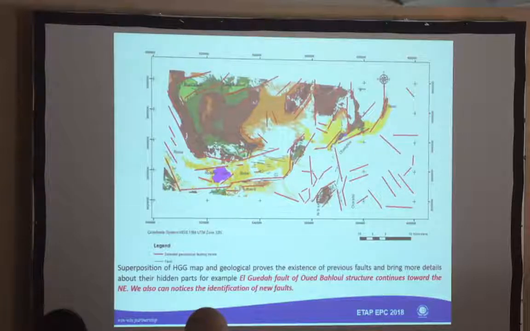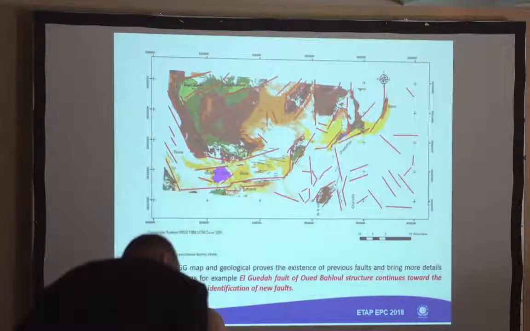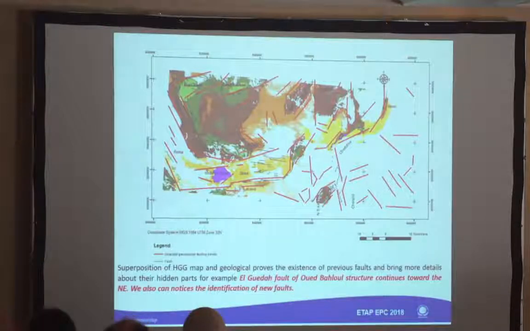Superposition of the HGG treatment and the geological map proves the existence of previously mapped faults and brings more details about their hidden parts. For example, the Al-Gdah fault of the Wed Bahul structure continues toward the northeast. Also, we can notice here the identification of new faults.